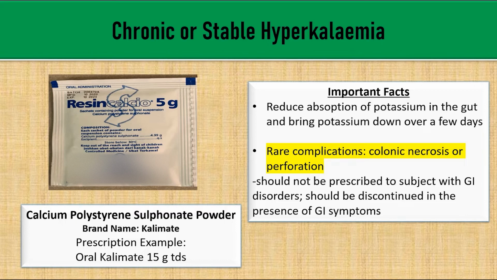Therapeutic strategies for patients with electrolyte disorders would largely depend on the patient's symptoms as well as the degree of electrolyte disorders. So in the case of chronic or stable hyperkalemia, which is very commonly observed in our patients with chronic kidney disease, they will be managed with oral Kalimate, which is a form of calcium polystyrene sulfonate powder. The mechanism of action of oral Kalimate is by reducing the gut absorption of potassium, and it will help bring down the potassium over a few days.